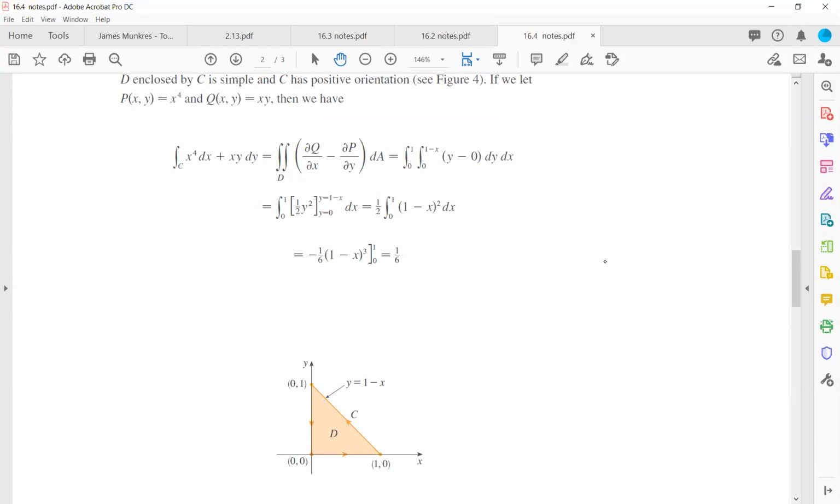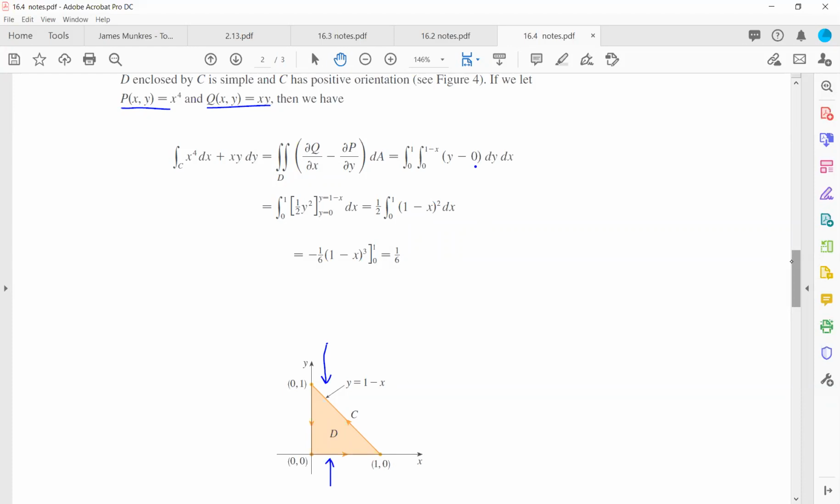Very well. The first component is x to the fourth. The second component is xy. We take the partial derivative of Q with respect to x minus the partial derivative of P with respect to y. And here you have a nice region to take the integral over. Your y ranges between 0 and 1 minus x, and your x is between 0 and 1.